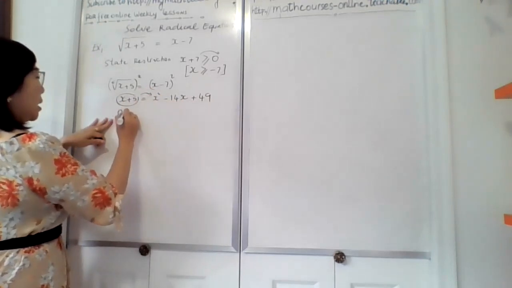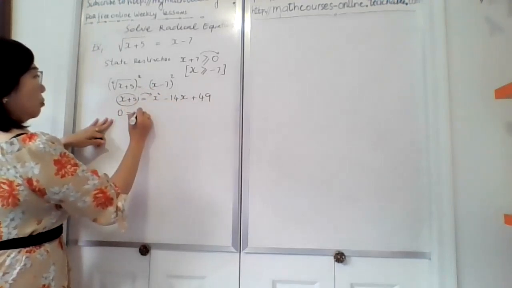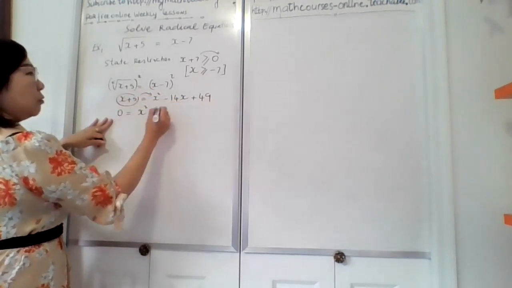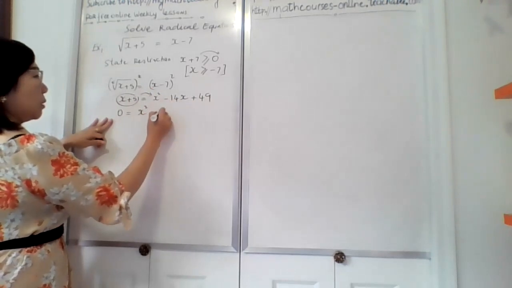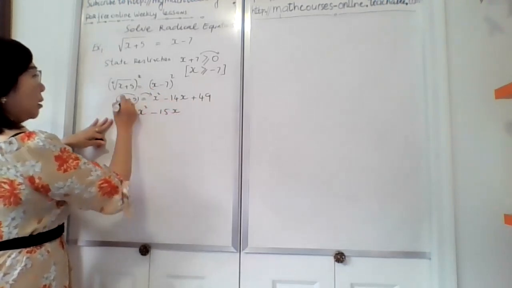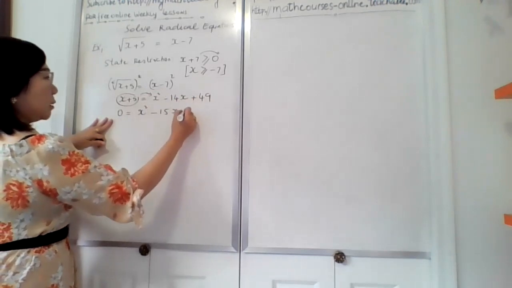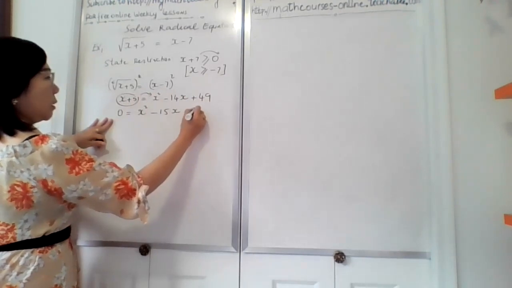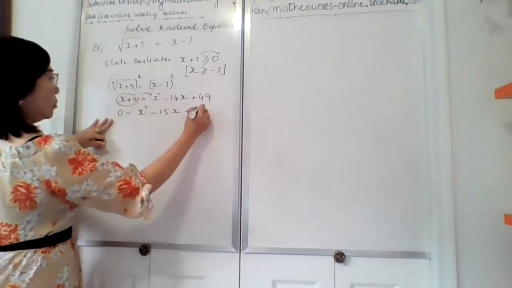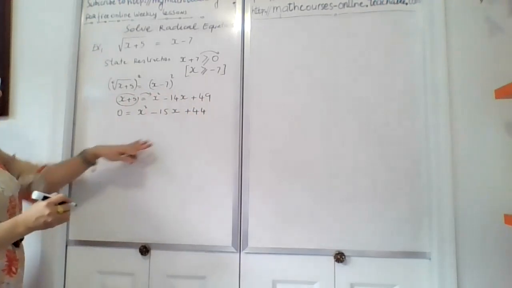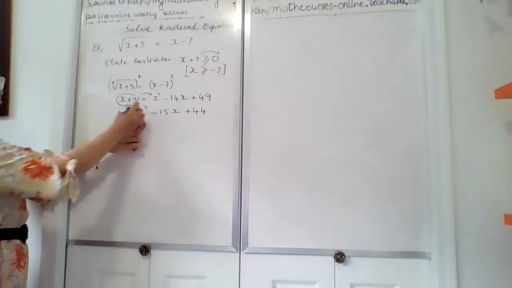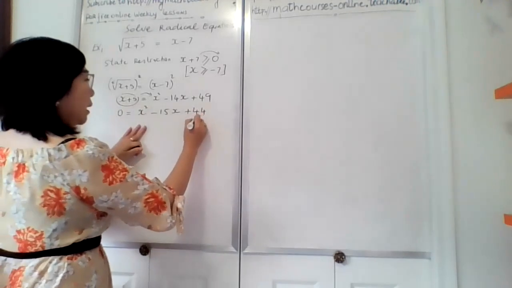So I am left with the left side being 0, and this will become x squared. Positive x moved over will become negative x, added to the other term will be minus 15x. And the 5 moved here will become negative 5. And 49 minus 5 will be positive 44. So by looking at this quadratic, because the degree is 2, I know I can factor it.